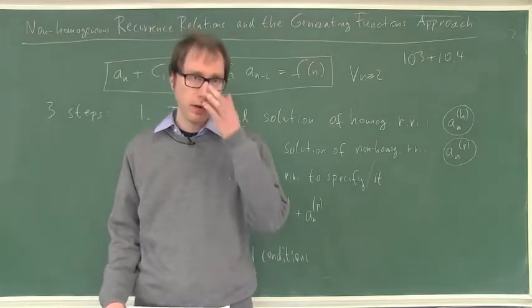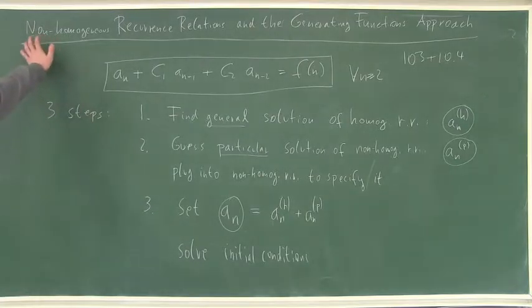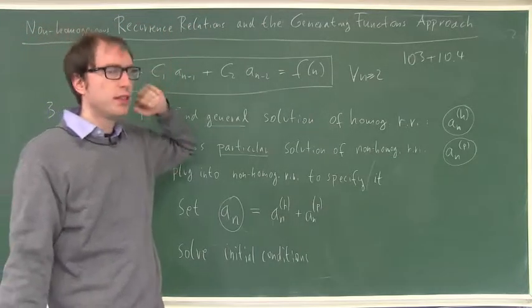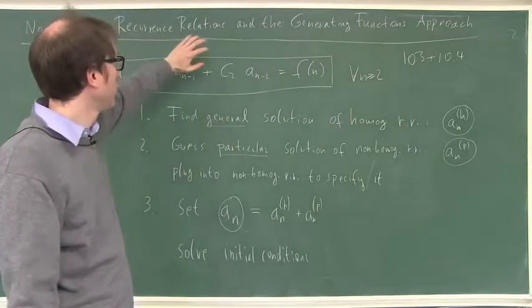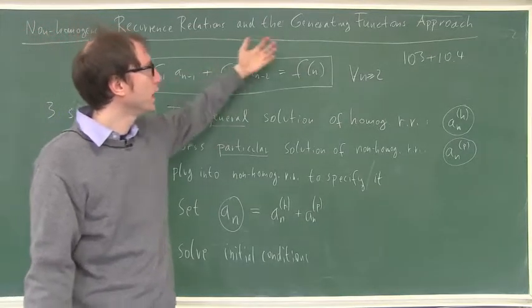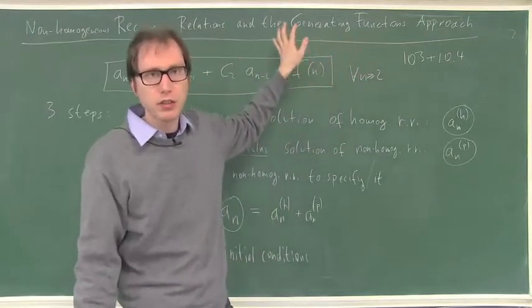And so today what we will do is talk about non-homogeneous recurrence relations. So we've seen the homogeneous case, now we talk about the non-homogeneous case and we'll find out what this means and how to solve it. And then at the very end we'll also talk about the approach via generating functions.